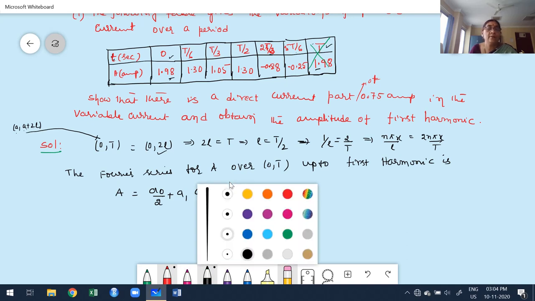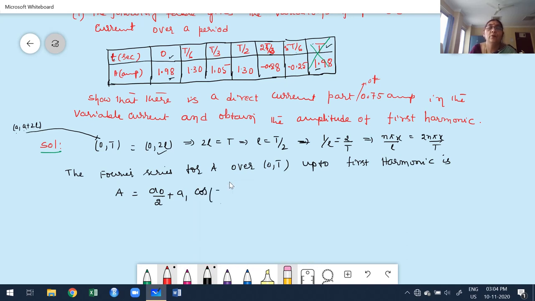Cos of 2 pi x by T, and then the first term b1 sine of... the value depends upon n pi x. So that's why, before constructing the Fourier series based on harmonics, first you calculate what n pi x is. Put n is 1 for the first term, put n is 2 for the second term, like that. Sine of 2 pi x by T.